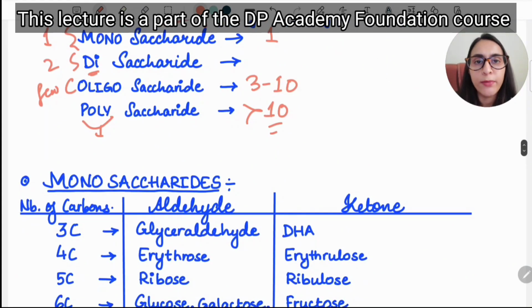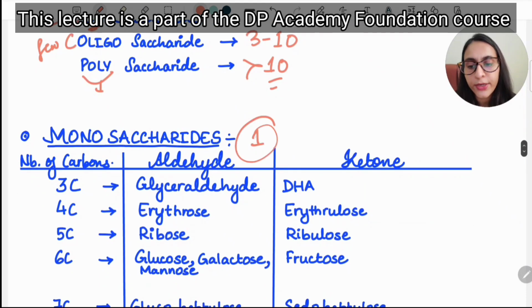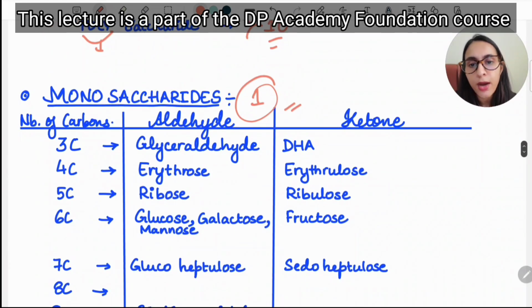Now talking about each of the saccharides one by one. Coming to monosaccharide, mono means one, that contains only one carbohydrate unit. Based on the number of carbons, the functional group is either aldehyde or ketone. For 3 carbons, the aldehyde is glyceraldehyde, and if the functional group is ketone, that is dihydroxyacetone.